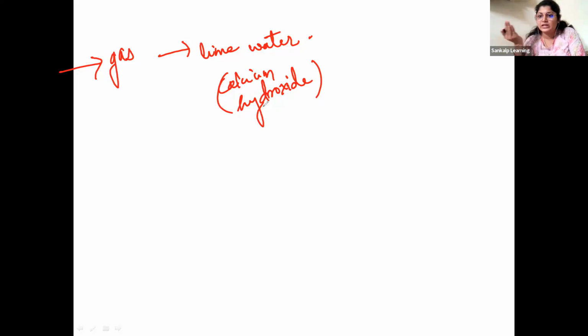So it will be like milk, the same color as how milk appears. So when you dissolve it, that will be your lime water. It is nothing but calcium hydroxide.